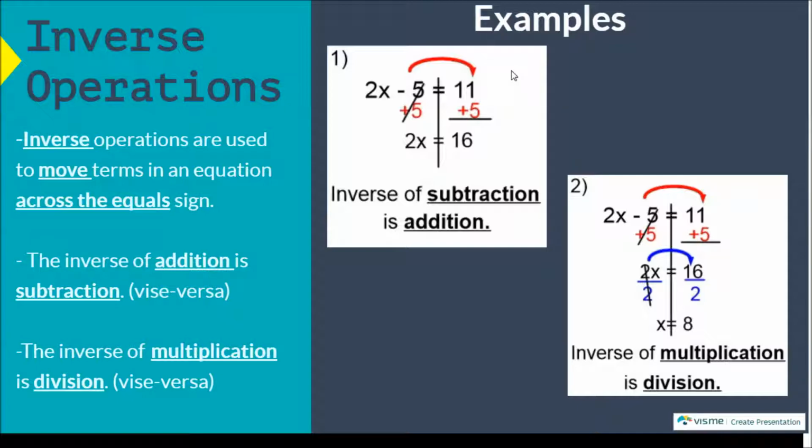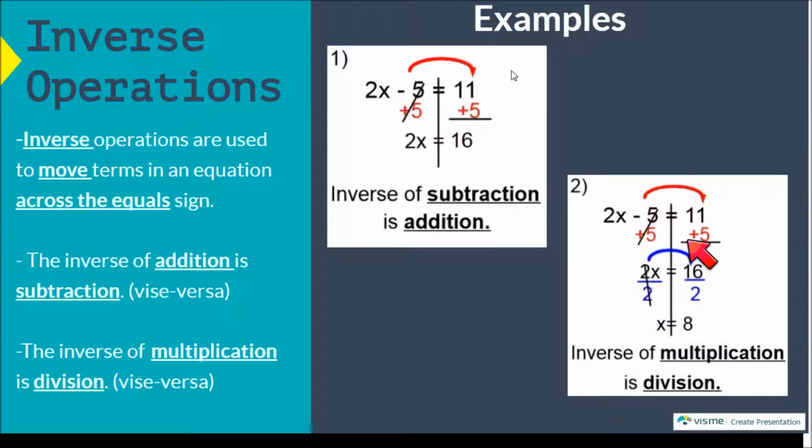So if we look over here at our examples, we can see that in this equation, it started out 2x minus 5 equals 11, and we wanted to move that minus 5 over to the other side to get that x a little closer to being by itself. So instead of subtracting 5, we know the inverse of subtraction is addition, and we add 5 to both sides. One more time, you're going to fill in these two blanks. So it says the inverse of subtraction is addition, and again, that's what we saw right here. Subtraction turns to addition.